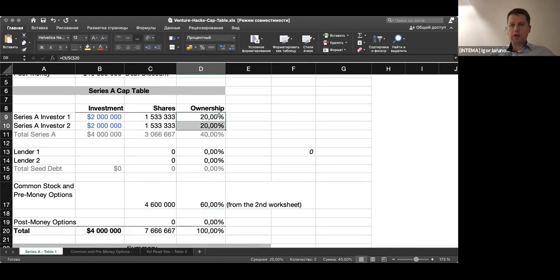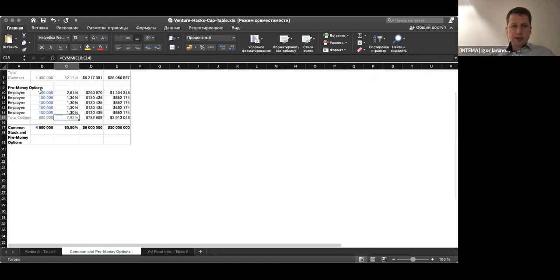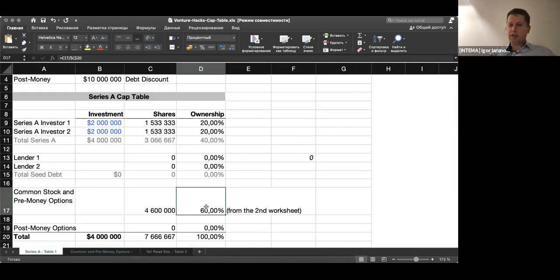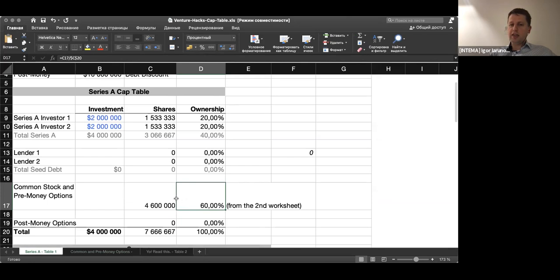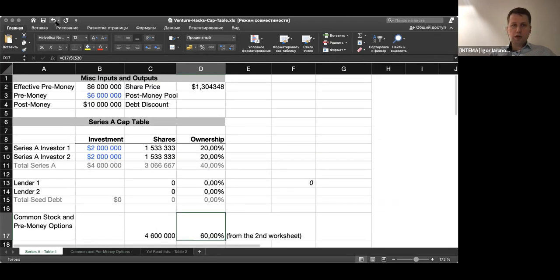new investors are owners of the 40%. That's okay, this is what we had before. But our founders now don't have 60%. Our founders plus employees have 60%. That's what these 100,000 shares did. They changed the price and they changed the way of calculation. So let's move further.